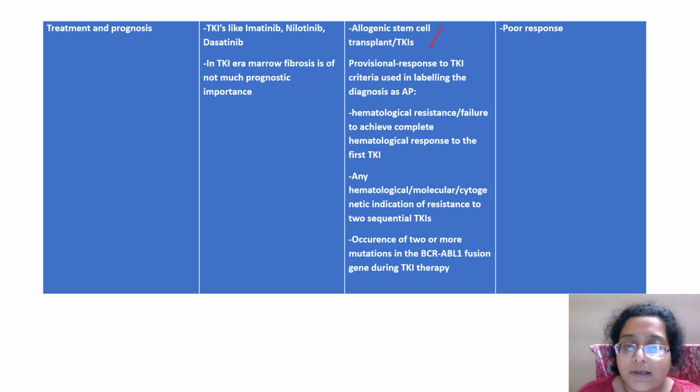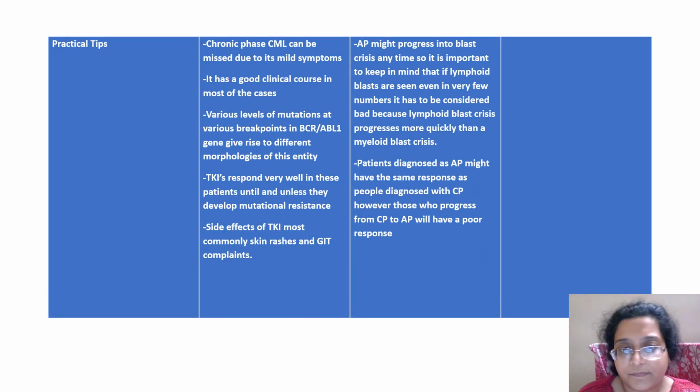Fine, but there can be a provisional response to TKI criteria, and based on this provisional response, we can label something from CP to AP. There will be hematological resistance or failure, or there can be a molecular or cytogenetic failure. There's no response to any two TKIs, or occurrence of two or more mutations in BCR-ABL. Blast crisis is treated as leukemia, and it does not have a very good prognosis.